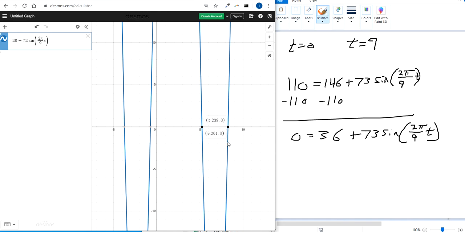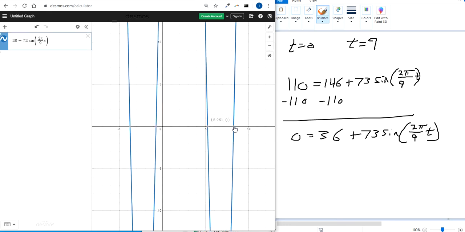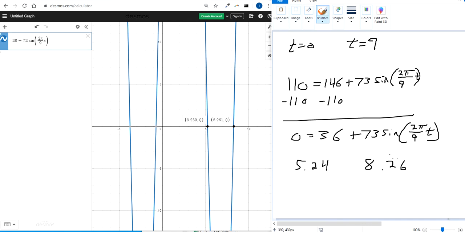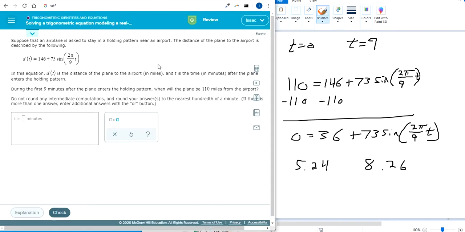So looking in the interval between t equals 0 and t equals 9, look, this one sneaks in. We've got two solutions. We've got 5.24 when rounded to the nearest hundredth, and we got 8.26. So those are the two times when the conditions are satisfied, when the distance of the plane is 110 miles from the airport. It's at 5.24 minutes, and it's at 8.26 minutes.